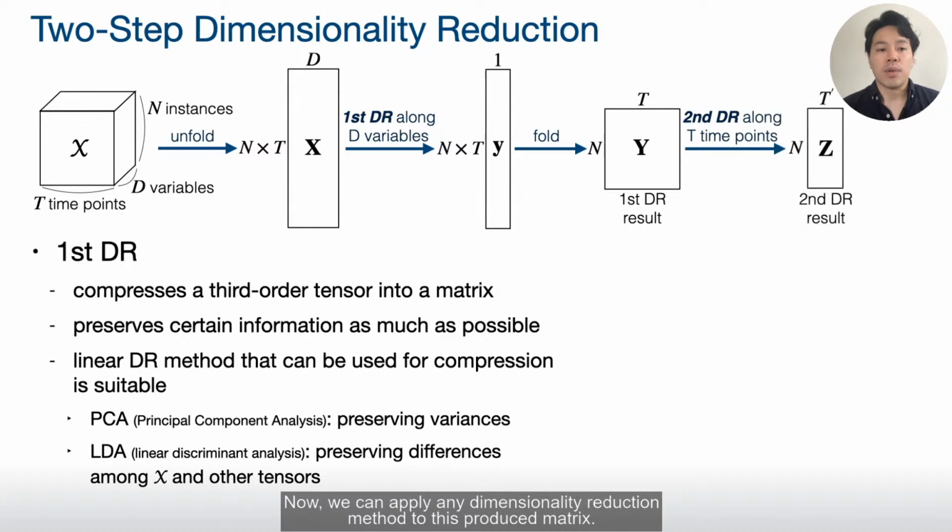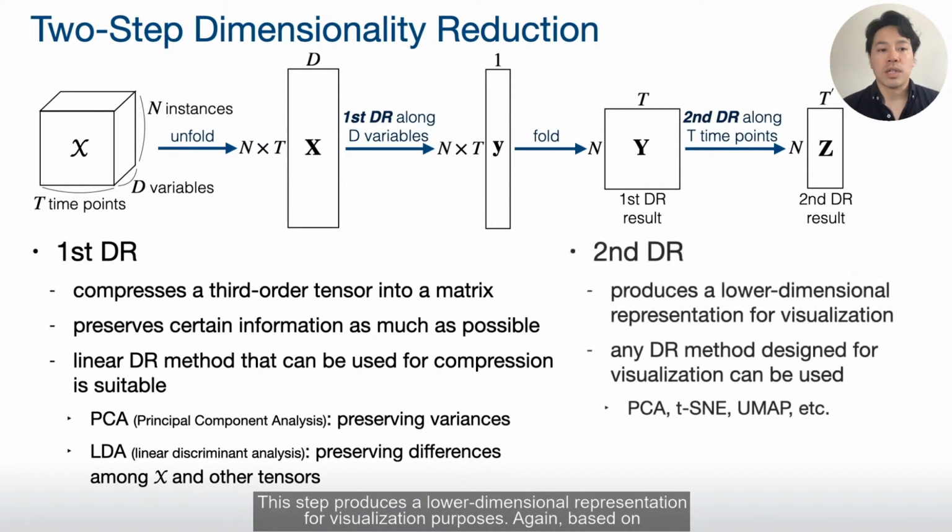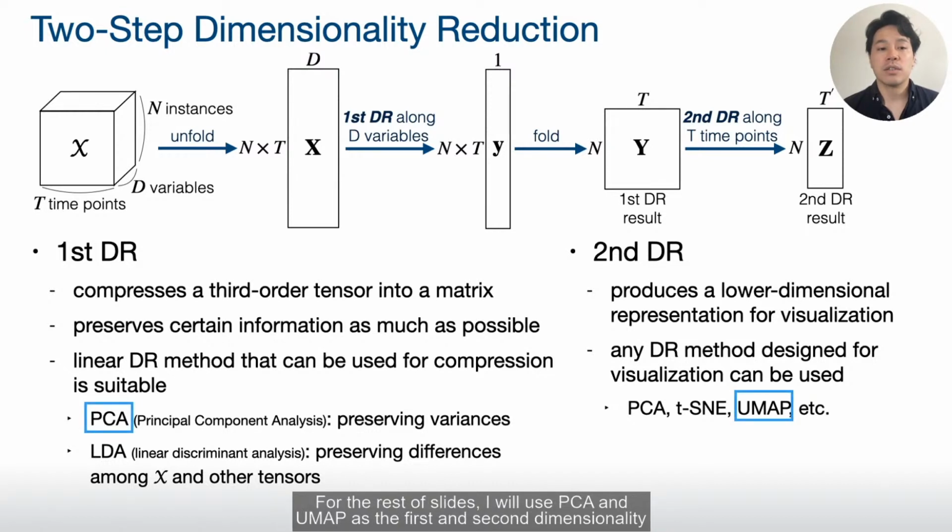Now, we can apply any dimensionality reduction method to this produced matrix. This step produces a low-dimensional representation for visualization purposes. Again, based on the analysis purpose, we can select any method for this step, such as PCA, t-SNE, and UMAP. For the rest of the slides, I will use PCA and UMAP as the first and second dimensionality reduction methods, respectively.